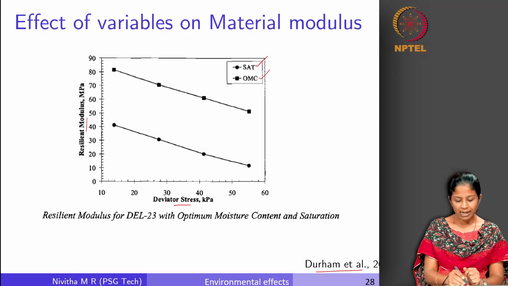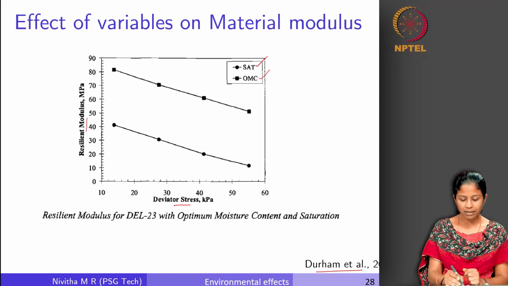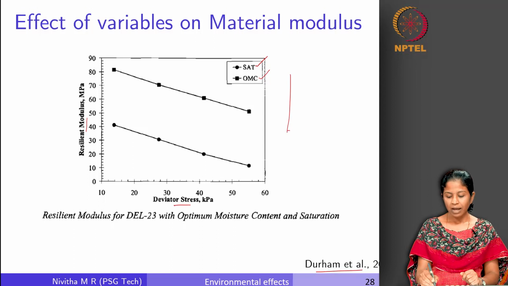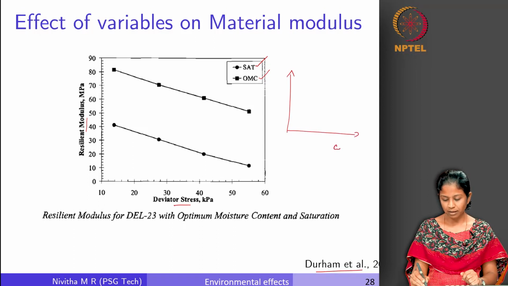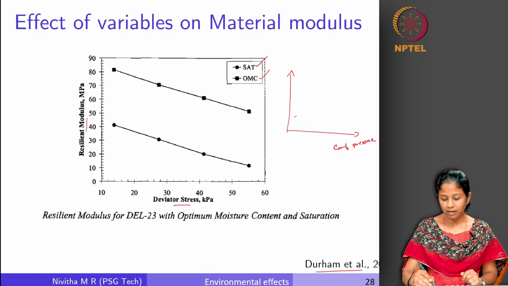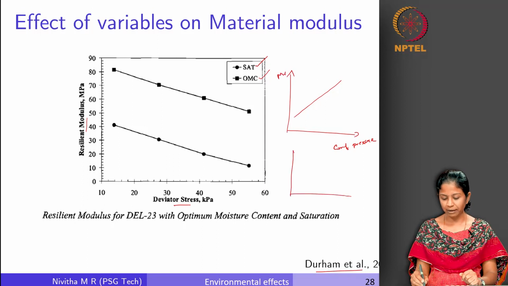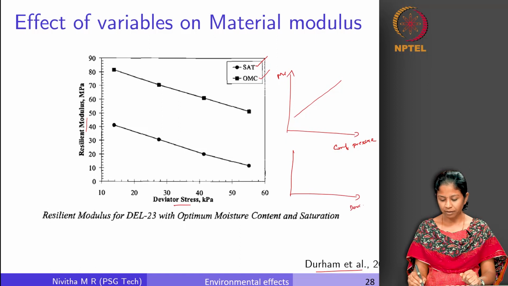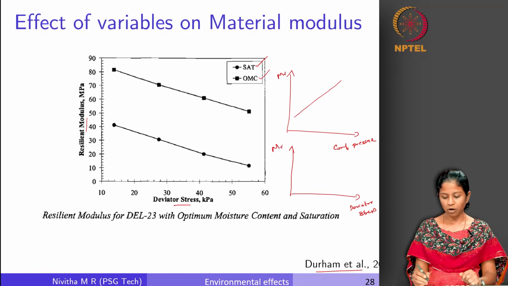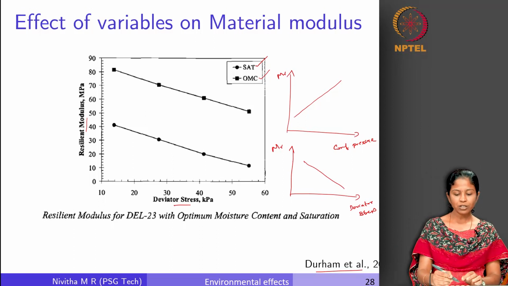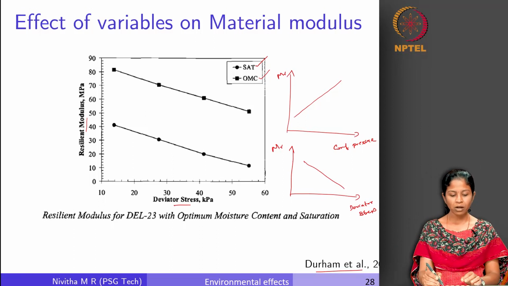You can see here as the deviator stress increases, the resilient modulus decreases. If you recollect, in the previous lecture we have seen that as the confining pressure increases, the resilient modulus was seen to increase, right. So, this is with respect to confining pressure. On the other hand, if we have deviator stress in the x-axis and if we have resilient modulus here, it is going to decrease as it is shown here, right. Again, the degree is going to be different for a saturated case and for an OMC case.